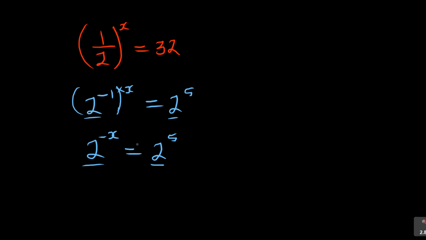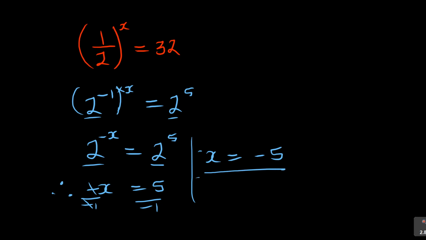Same base, then you equate the exponent. Therefore, negative x is equal to 5. Divide by negative 1, negative 1. Therefore, what is x? x is equal to minus 5. That's it. It was 3 marks, but it was actually given.